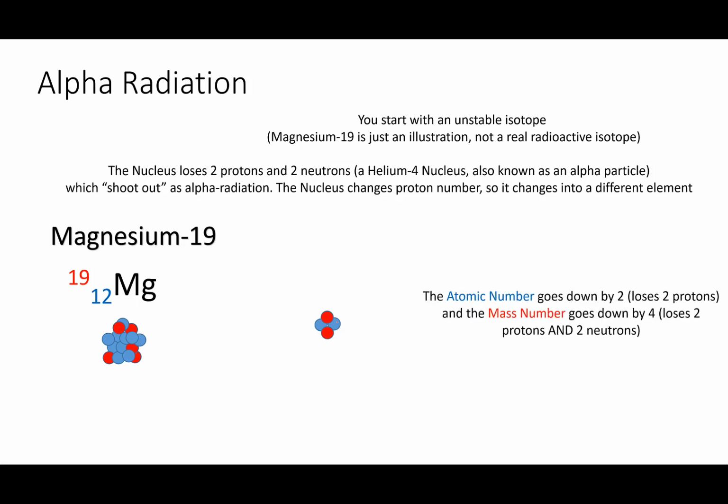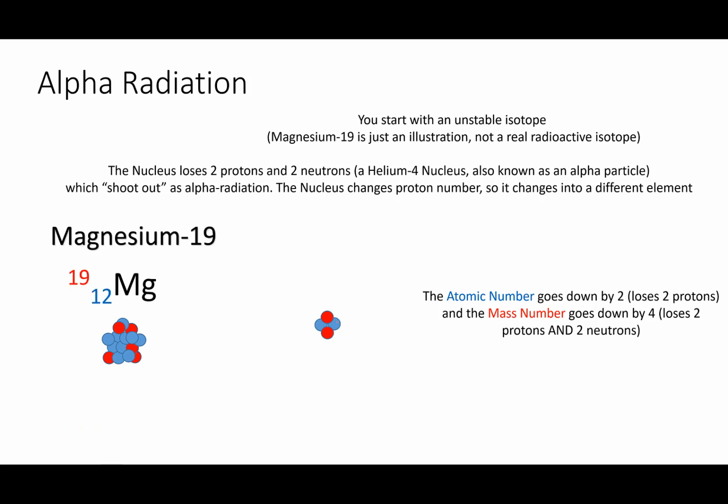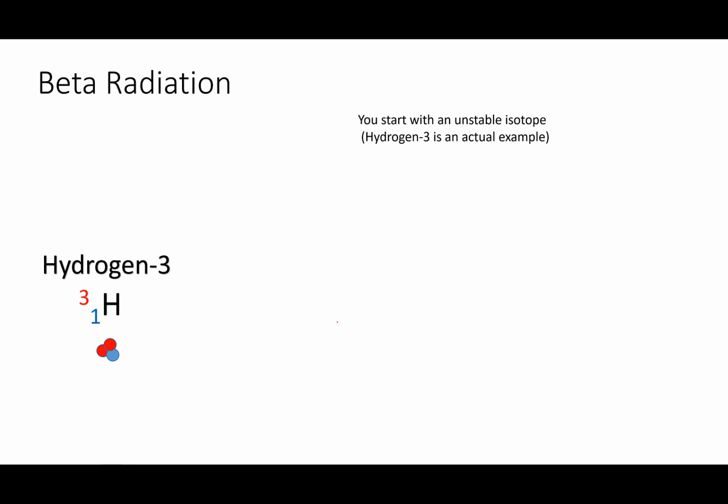And then it changes proton number, right? So it's not magnesium anymore, it's something else, it's neon. It lost 2 protons, so the number on the bottom goes down by 2. And it lost 2 neutrons, so the top number goes down by 4. 2 for the protons, 2 for the neutrons. So you end up with something new and smaller plus alpha radiation, or helium-4 nucleus. This is alpha radiation. Beta radiation is a little bit different.